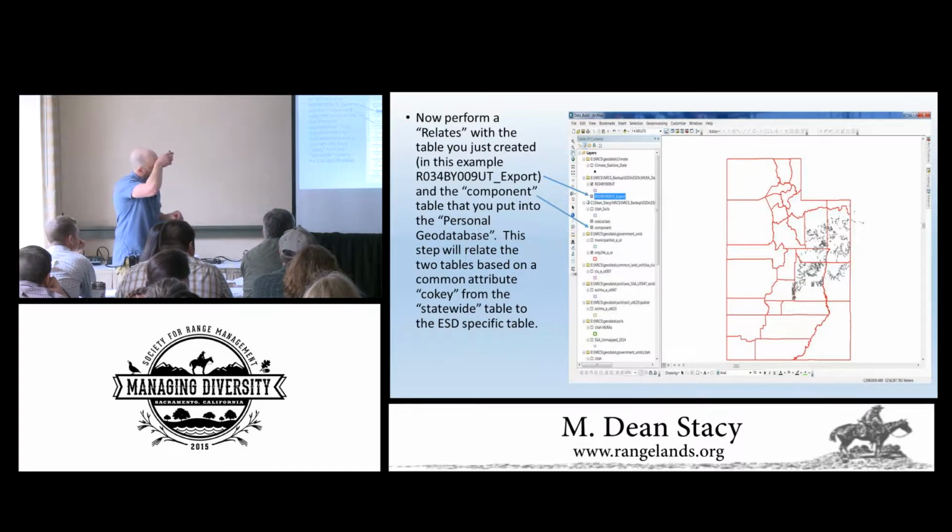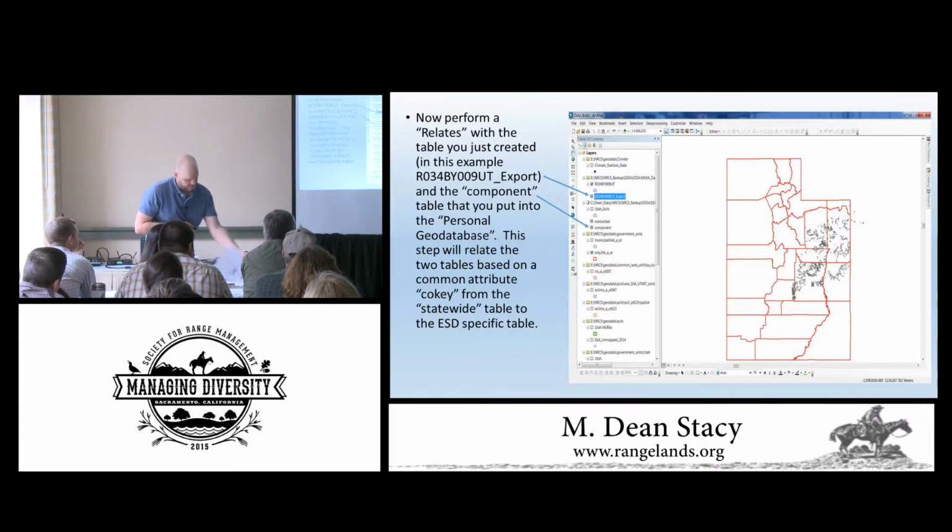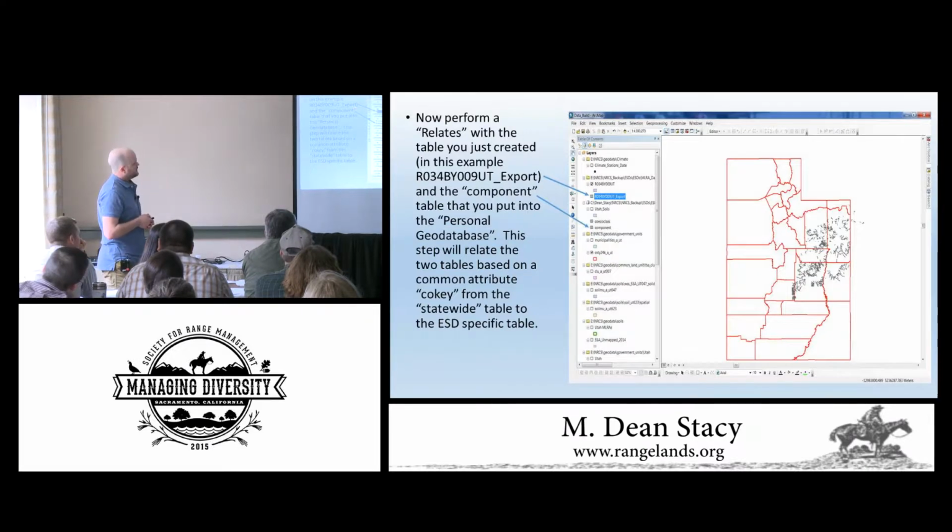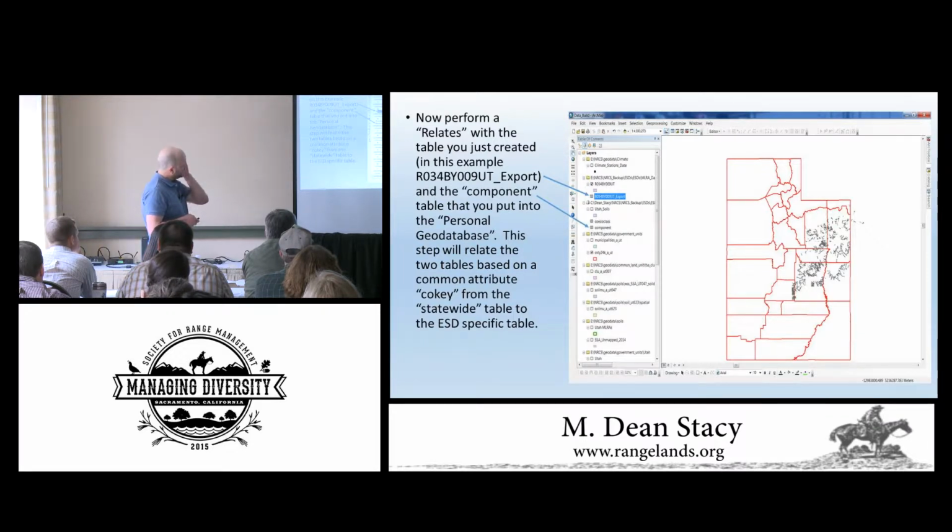Now you'll do an export of that relate that you just did, and it'll bring in another table there below your feature class as well. Okay, at this point now, you want to join these three different items right here. And so you'll right click and do a join for this example.